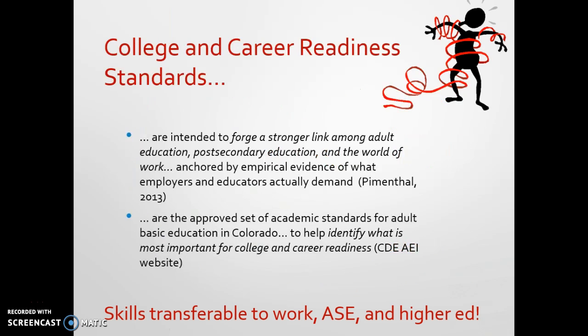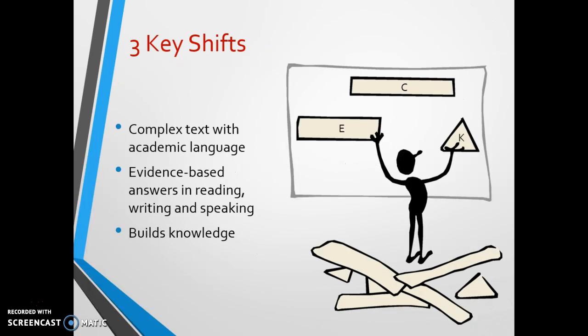So the CCRS are intended to be a link between what the students do in your classroom and what they can do at work, what they'll need when they go into secondary ed, or what they'll need when they go into higher ed. They are anchored by empirical evidence of what employers and educators actually want. And they are the approved set of academic standards for adult basic ed in Colorado.